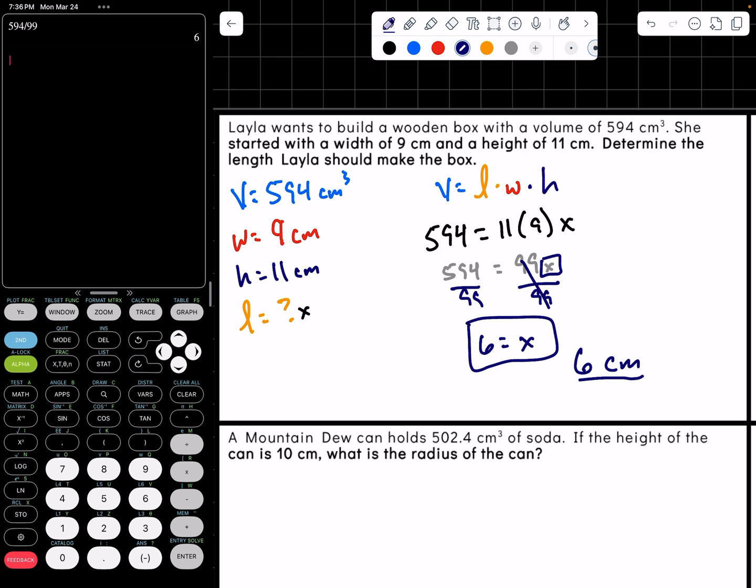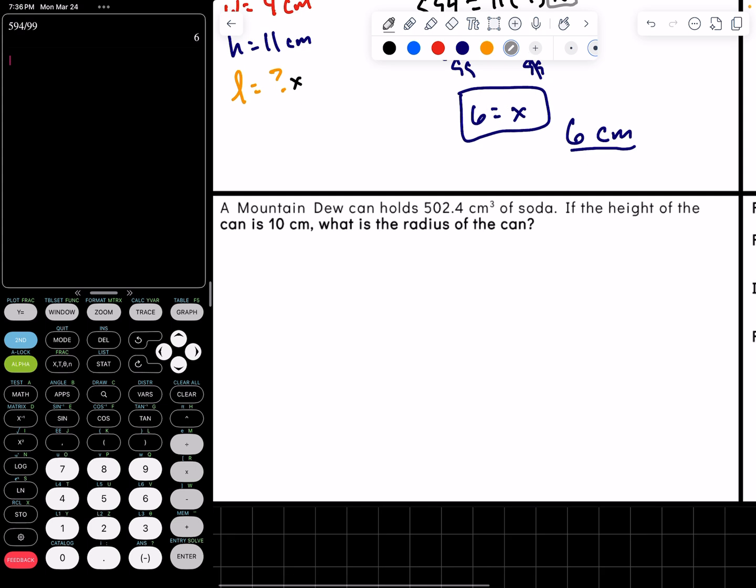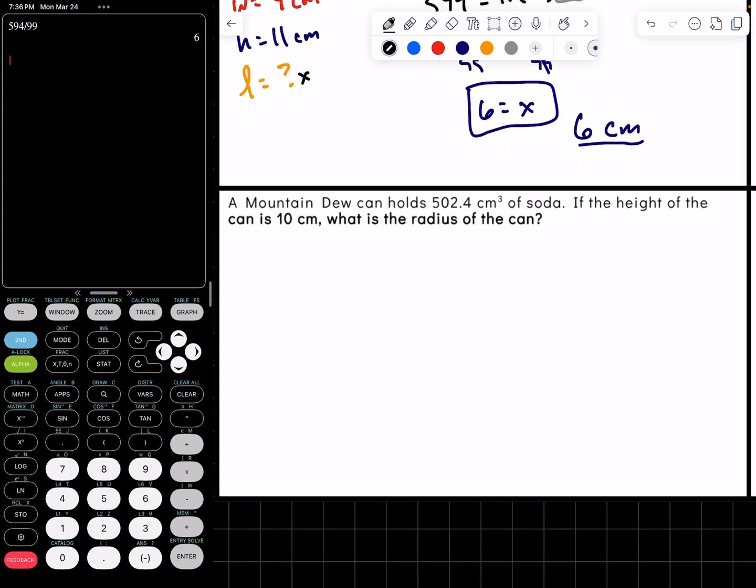Okay. Again, I have the volume, I have the width, I have the height. I just need to solve for the length. So I'm going to plug everything into the formula and then work backwards so that I can solve for x. A Mountain Dew can holds a volume of 502.4 cm cubed. The height of the can is 10 centimeters. What is the radius, excuse me, of the can? So the radius is my question mark.